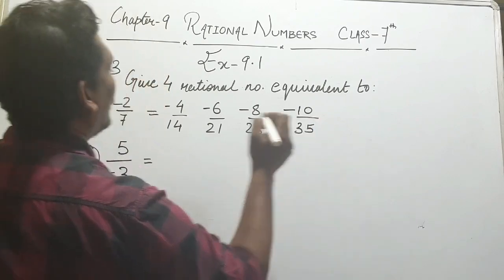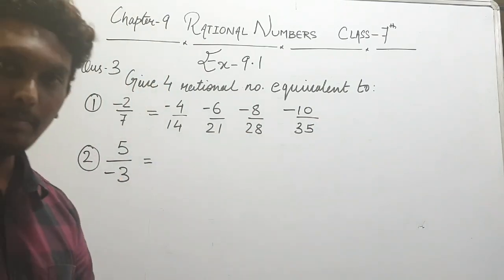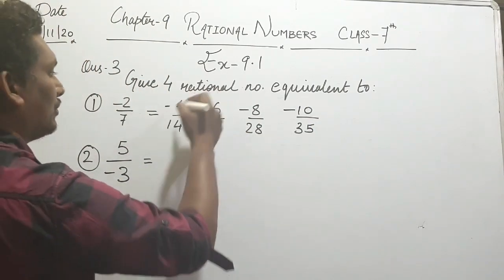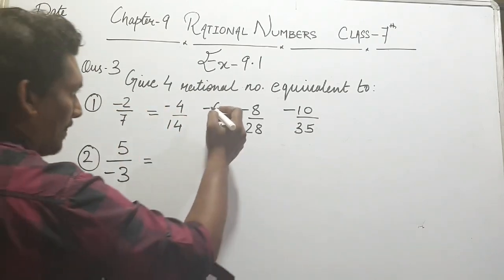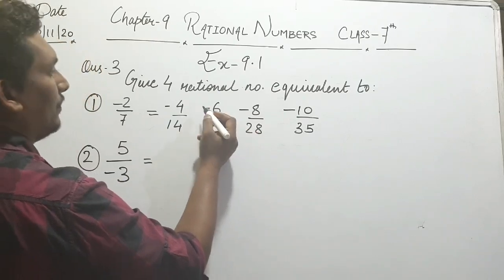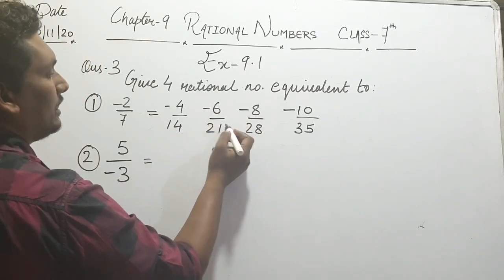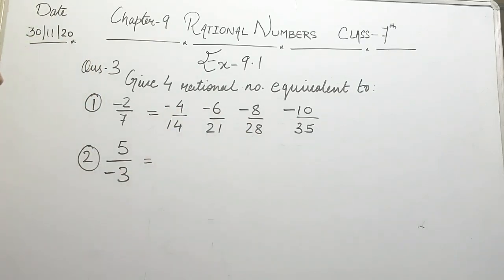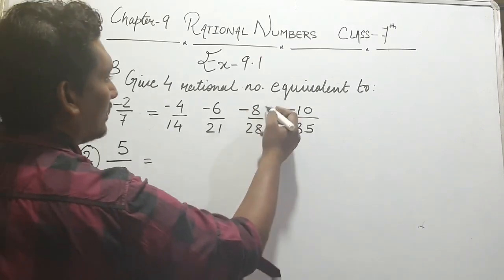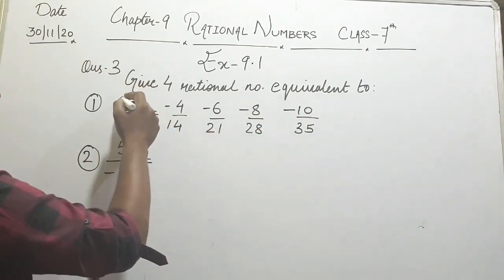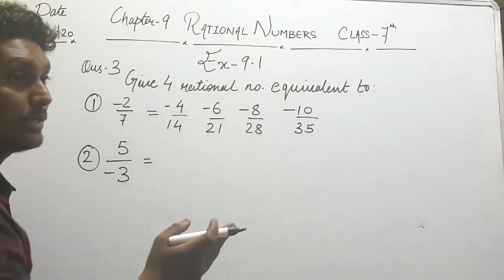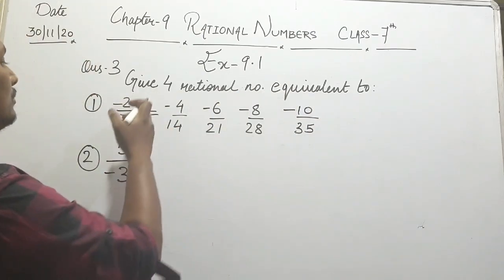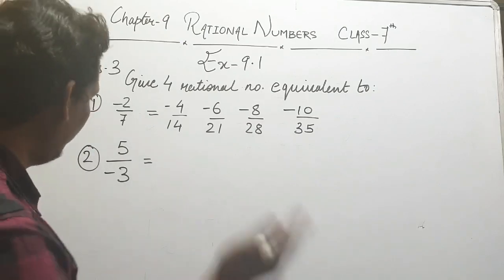So equivalent means when you cut this 2, you will get -2 by 7, right? Same way, when you cut this 2, 3 2s are, 3 7s are, again you are going to get -2 by 7. When you cut this 2, here also you are going to get -2 by 7. So these are the numbers which are equivalent to -2 by 7, right?